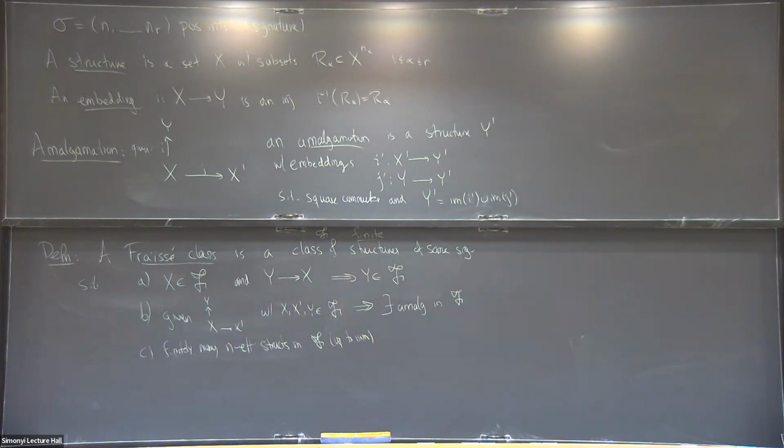There are lots and lots of examples of Fraïssé classes. For instance, finite totally ordered sets, finite partially ordered sets, graphs, trees, directed graphs, undirected graphs. There are just tons of examples.